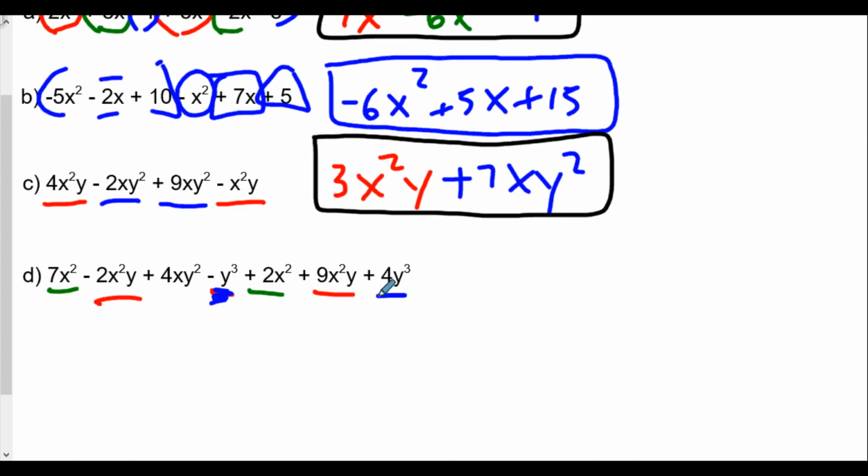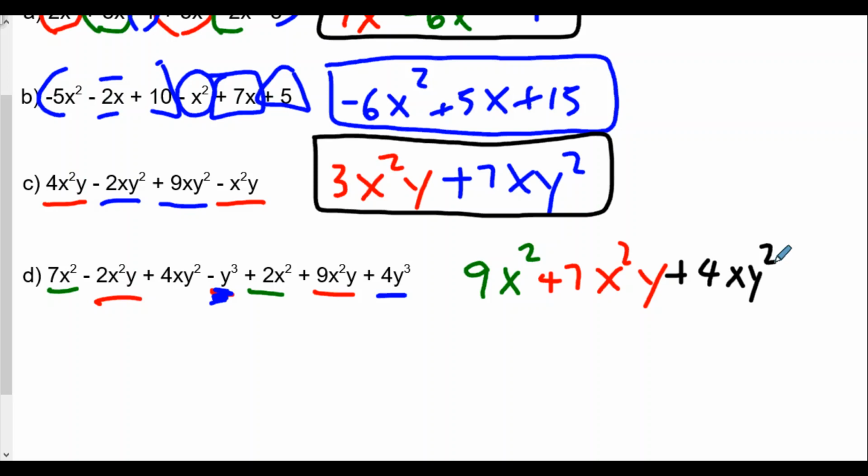All right, so let's put this together. So 7 plus 2 is 9x squared. Oh, maybe you should use the matching colors. Okay, so that's 9x squared. And then, of course, the minus 2x squared y and the plus 9x squared y becomes the plus 7x squared y. Now, that 4xy squared just stays by itself because unlike terms cannot combine with anything else. And finally, the minus y cubed plus the 4y cubed is plus 3y cubed.